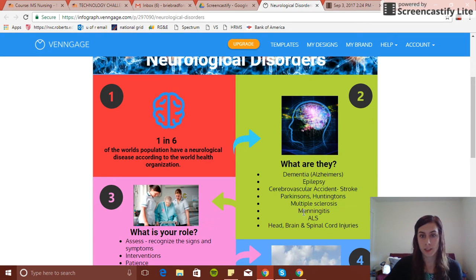There are many types listed here in section 2. I really like this picture. It's just got a nice graphic of the different spots in the brain, and it's all lit up. There will be patients with dementia, seizures, strokes, Parkinson's, Huntington's, MS, multiple sclerosis, meningitis, ALS, the list goes on. Any type of head and brain spinal cord injuries. In my research, I know that a lot of these can relate to chronic pain for a patient over time, so we'll need to talk about that as well in this clinical concern.